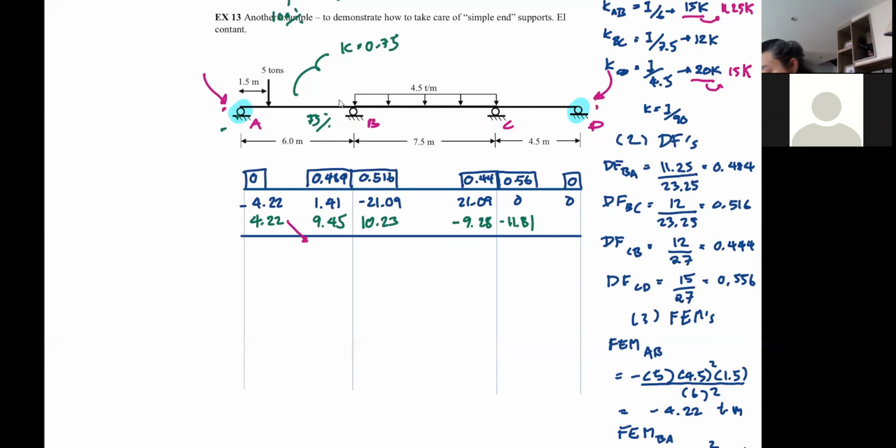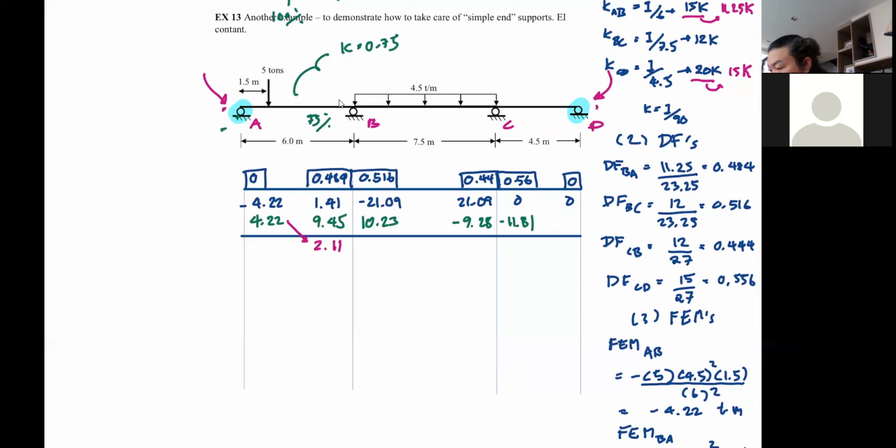Here it's going to be 2.11. The purpose of the modification is just to realize that this member is weaker than usual, so it contributes less. Okay, so once you do that, it becomes something like a fix, but with 25% less, with only 75% of the stiffness. So we don't go back there, okay?